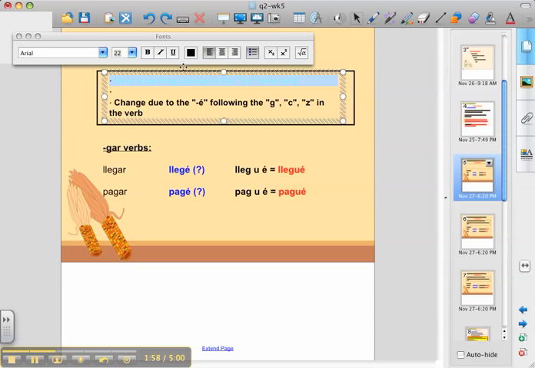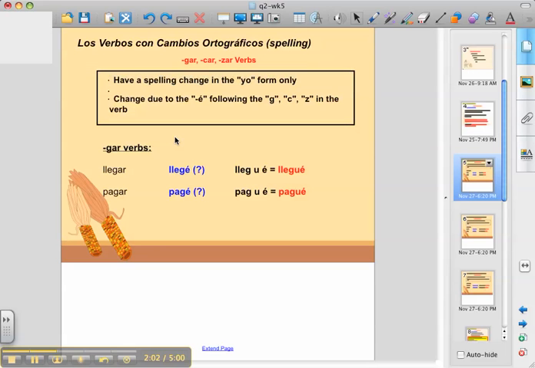Look at the next verb, pagar, okay? Normally, again, you would cut off the AR, you'd be left with PAG accented E. Same problem though, that E makes that G soft. It sounds like pahe. You're not trying to say that. The original verb is pagar, hard G. Alright, so same resolution to the problem. Drop the U in between the G and the E, and now you have that separation that's needed to keep that G a hard sound. So it becomes pagué.